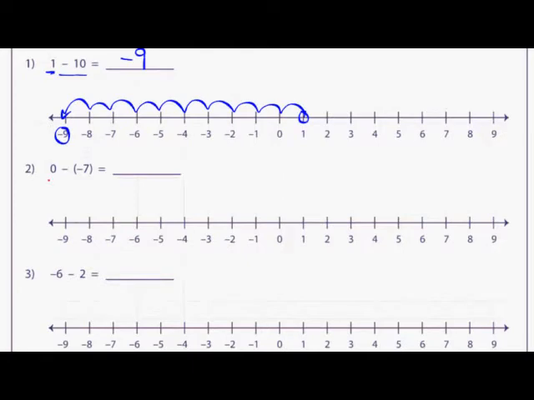Number 2, we're starting at 0. That's okay. You can start at 0. And we are subtracting negative 7. This is the same as 0 plus 7. So add 7. You're at 7.